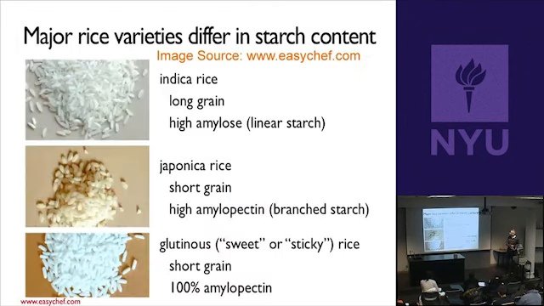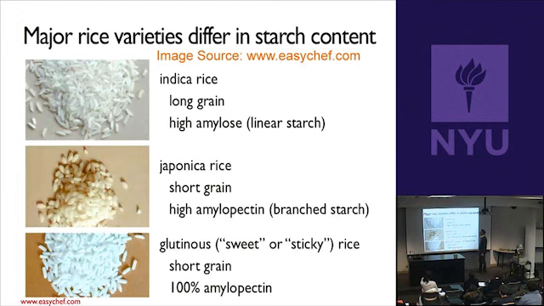Okay, so let's talk about rice first. First, I need to introduce you to rice, unless you know this already. There are broadly speaking three main categories of rice: indica rice, japonica rice, and glutinous rice. Indica rice is your typical long grain rice, what some of us might call white rice.